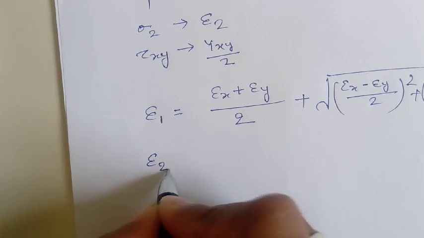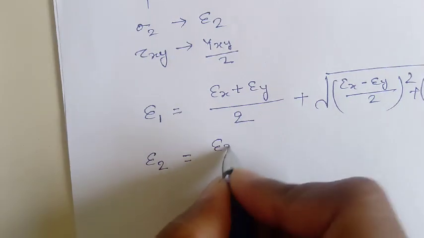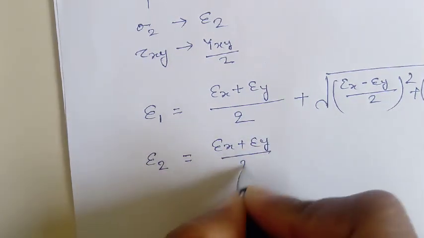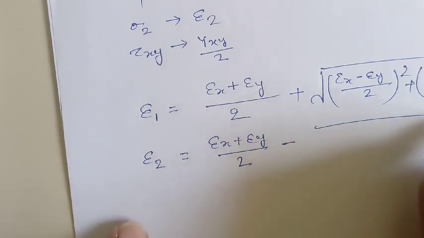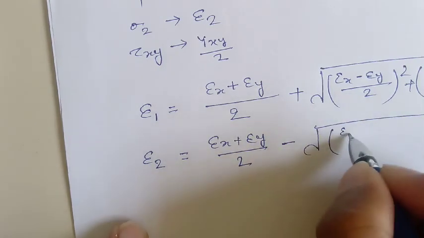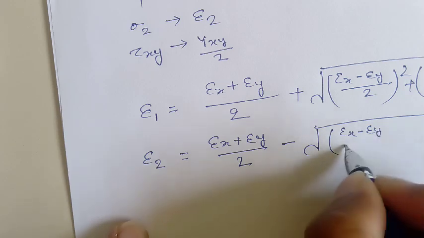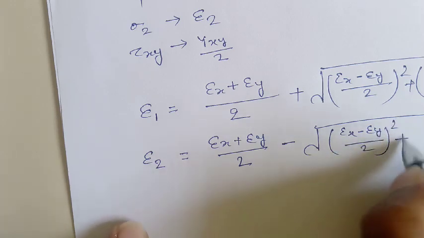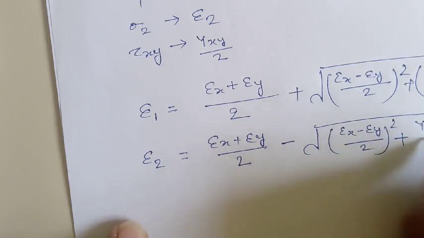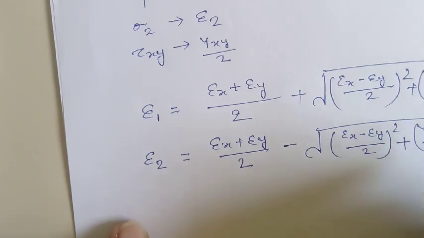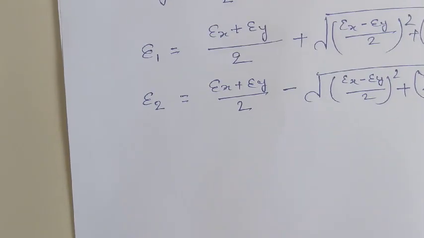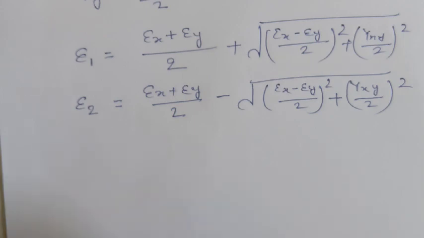The minor principal strain is epsilon x plus epsilon y by 2 minus root under epsilon x minus epsilon y by 2 whole square plus gamma xy by 2 whole square. This is the formula for the minor principal strain.